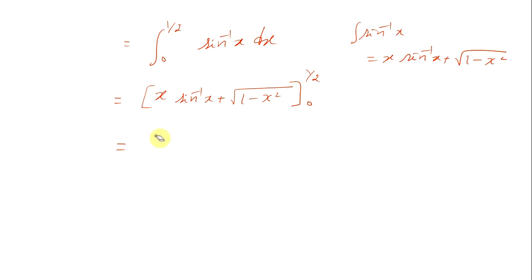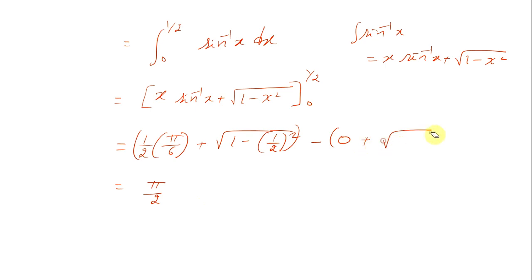So this is equal to, now you substitute 1 by 2. So here this is going to become 1 by 2, sine inverse 1 by 2, which will give you pi by 6, plus square root of 1 minus 1 by 2 square, and minus 0. So 0 is going to give you 0. Then plus square root of 1 minus 0. Just substitute x equal to 0 and x equal to 1 by 2, students.